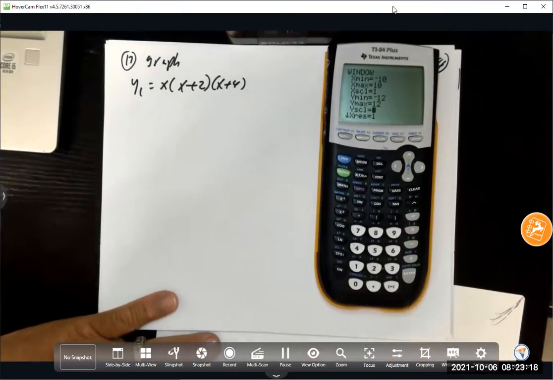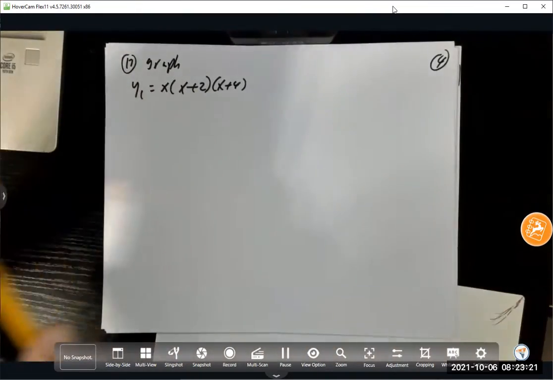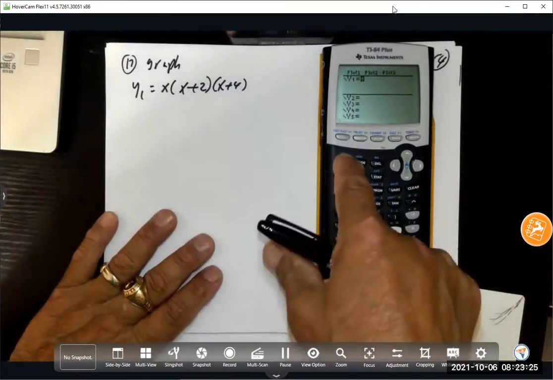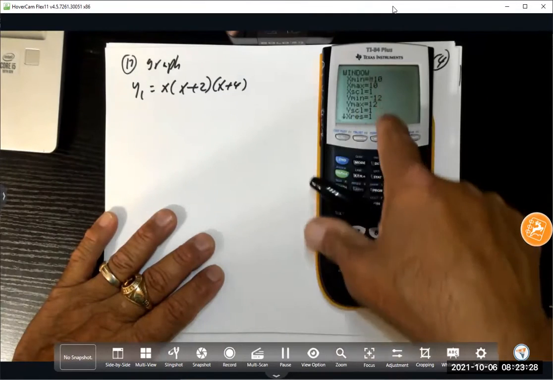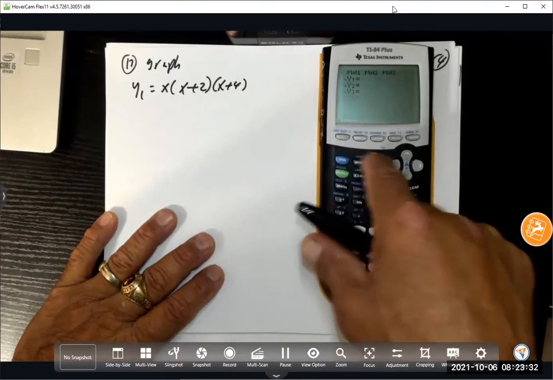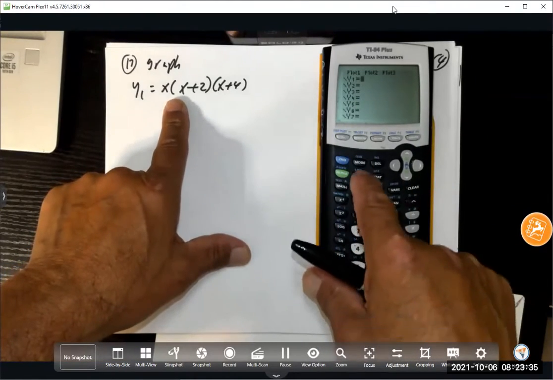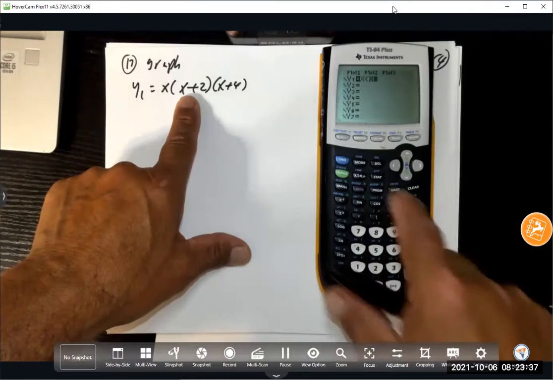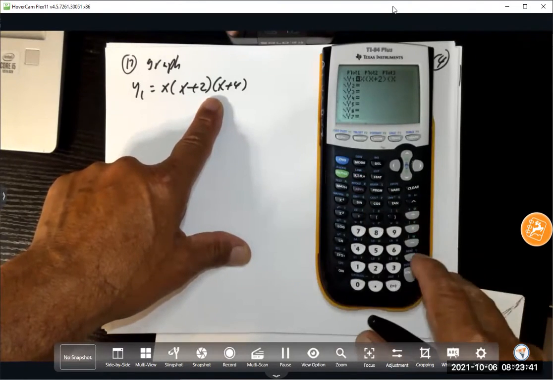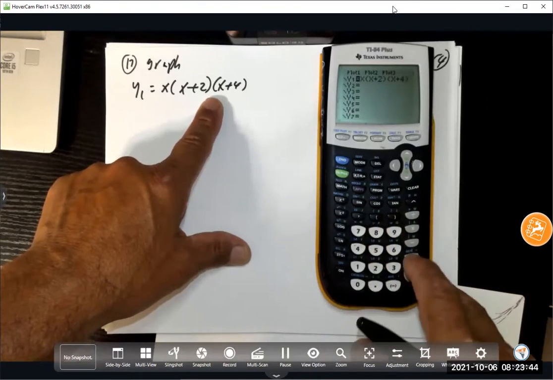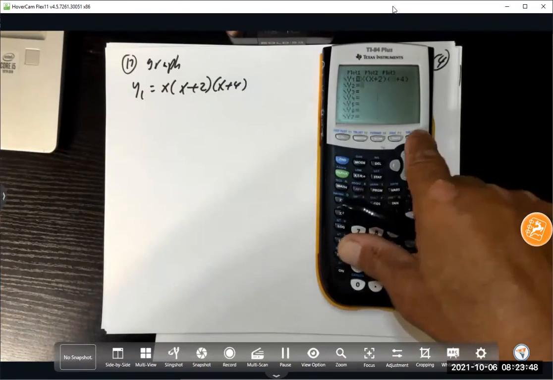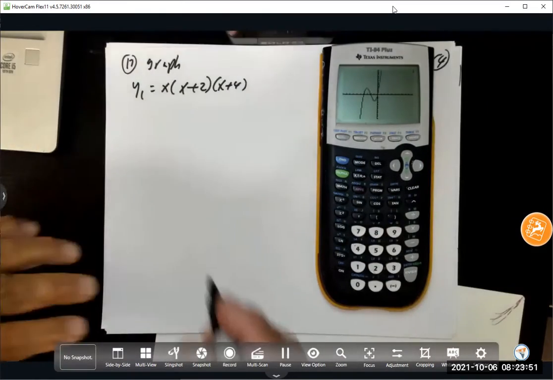Now hit Y. So I hit Window, I got 12, 12, 10, 10. Now I'm going to put this right here: x, parentheses, x plus 2, parentheses, x plus 4. Hit enter. So I got x times x plus 2 times x plus 4. Then hit graph, and it's going to draw it for you.